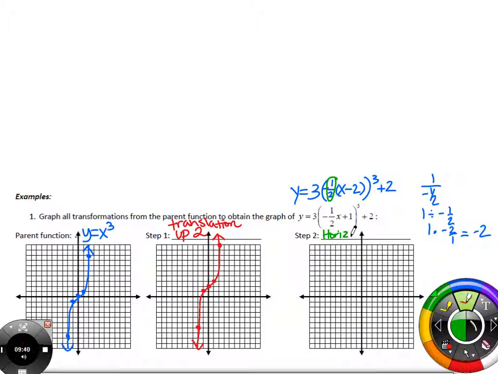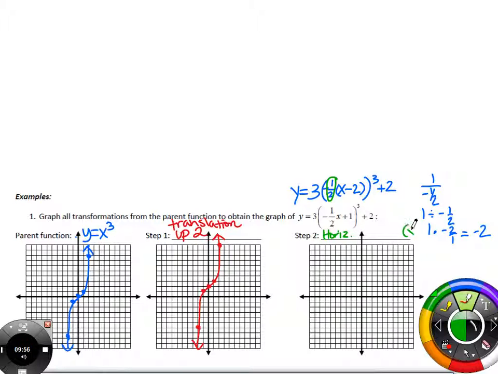Remember, all the horizontal stuff is a little crazy. Like this says -2, but what really is our h value? 2, like we move it 2 to the right. And same thing with this. This says multiply by 1/2, but what do we really multiply by? 2, the reciprocal of it.